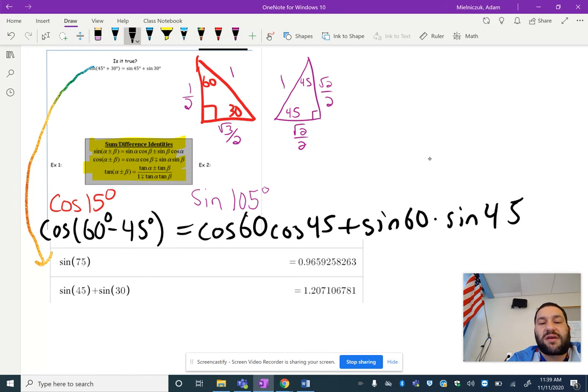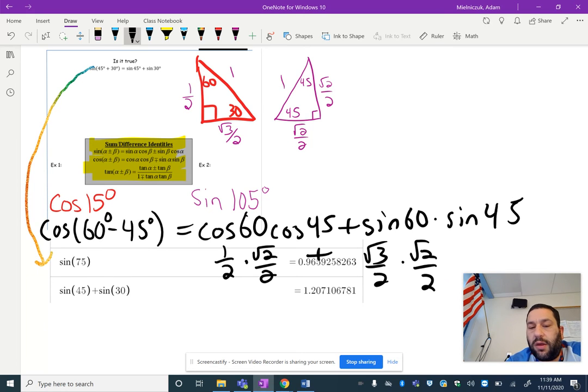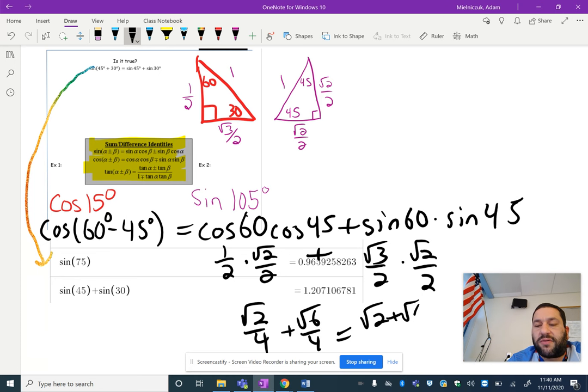Now we can use our reference triangles. We know the cosine of 60 is 1/2. The cosine of 45 is radical 2 over 2, plus, let's see, the sine of 60 is radical 3 over 2, and the sine of 45 is radical 2 over 2. So now I can clean this up and say I have radical 2 over 4 plus radical 6 over 4, which means my final answer is radical 2 plus radical 6 over 4.